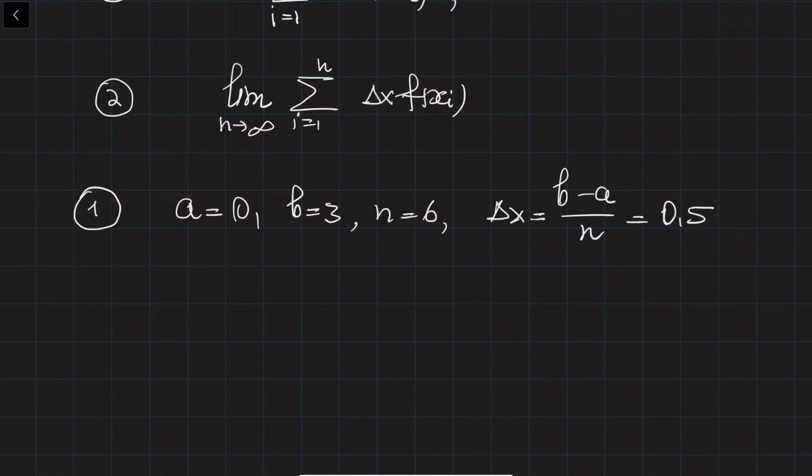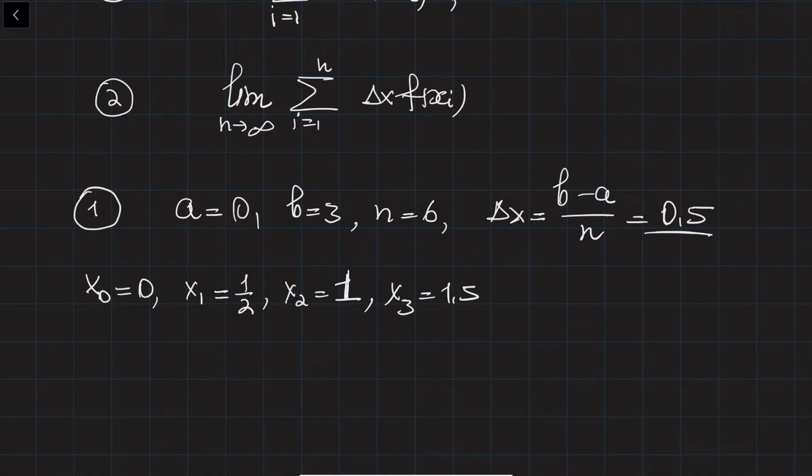Well, now we are going to find all of the sample points. So x0 is going to be equal to 0. x1 is equal to 0 plus delta x, which is 1 over 2. x2 is going to be equal to 1, right? I just need to always add 0.5, where delta x is, to the previous sample point. So x3 is going to be equal to 1.5. x4 is equal to 2. x5 is equal to 2.5. And x6 is going to be equal to 3.